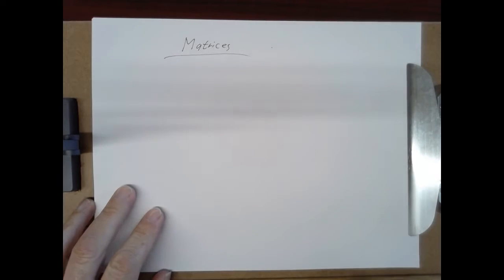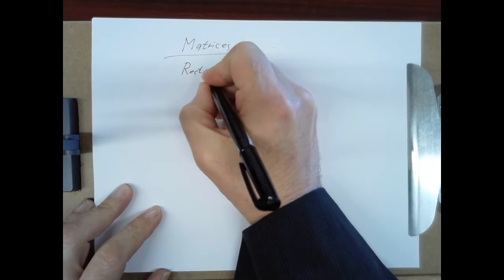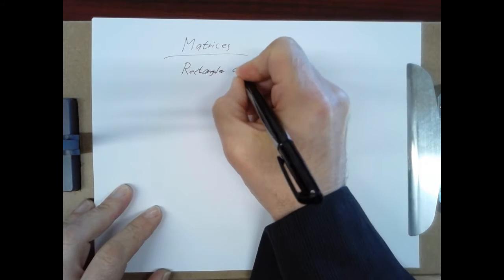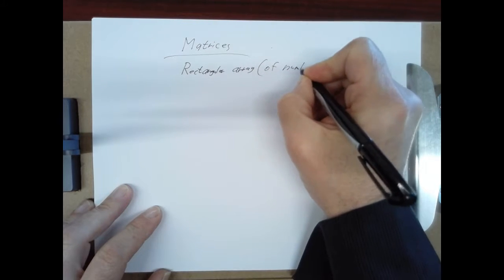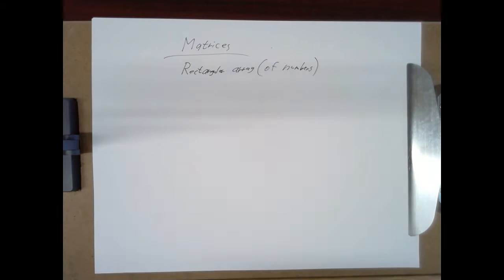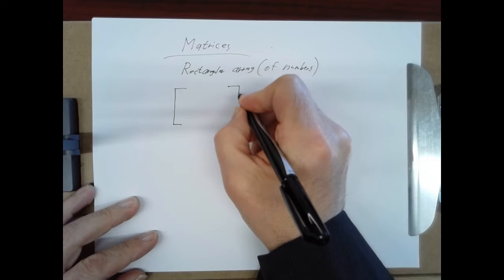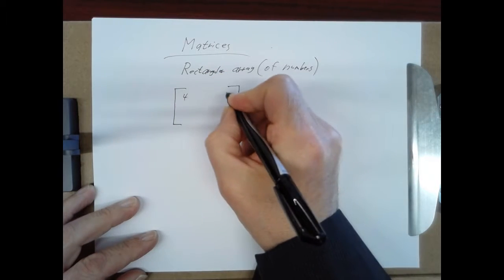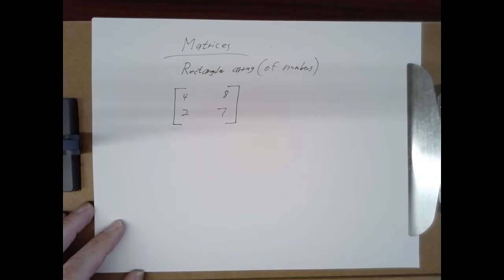So a matrix is basically a rectangular array. And for us, we're going to do arrays of numbers. But a matrix is a more general concept. You can have a matrix of functions. You can have a matrix of sets. You can have a matrix of whatever space you're working over. But for us, it's going to be typically something like this. So this is a 2 by 2 matrix.